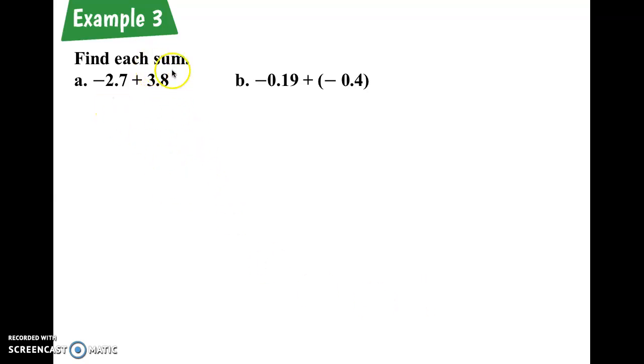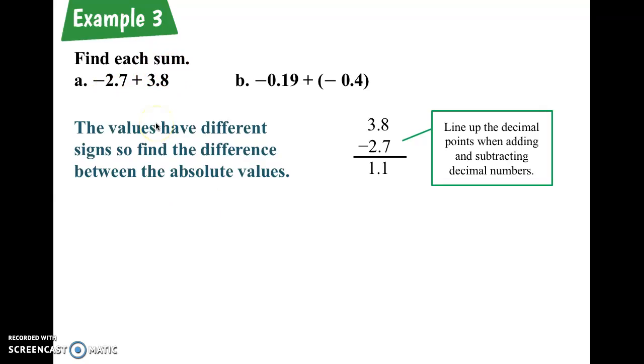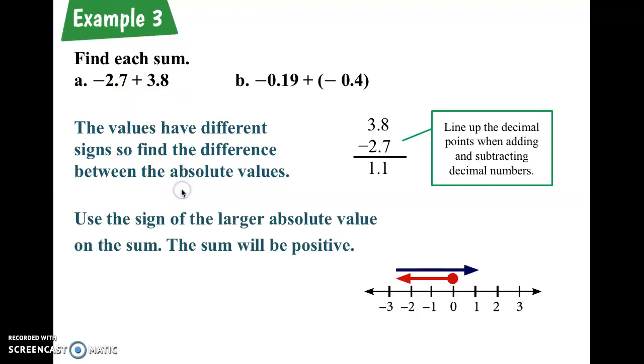We have a positive. We have a negative. So I know I'm going to have to subtract those. When I subtract them, I end up with 1 1/10. Look at these. Which one is a bigger number? 3 8/10 is a bigger number. It has the stronger value. It is positive. So my answer is going to be positive.